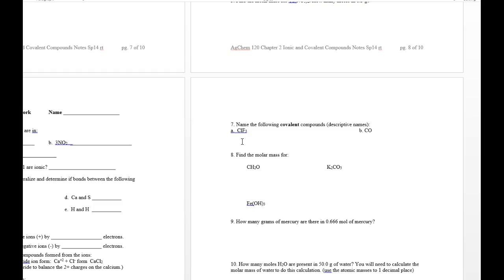Chlorine trifluoride. I don't know if I can type this on here or not. Let's see. Oh, if I could type, I could. Okay.